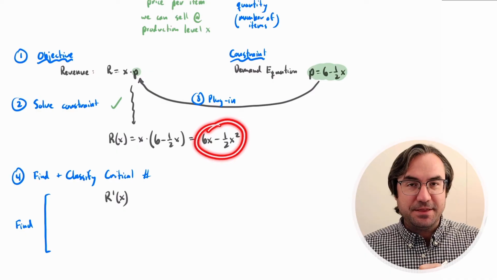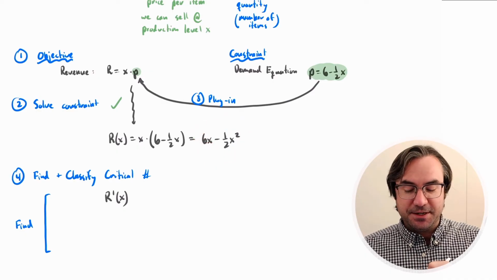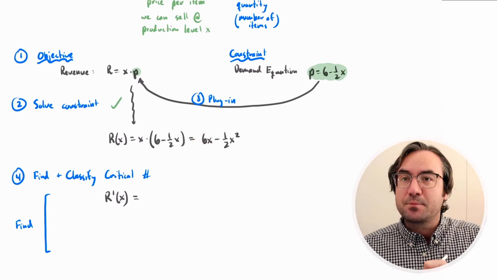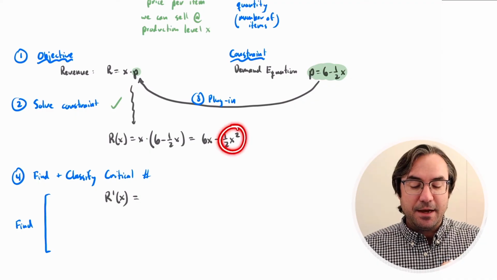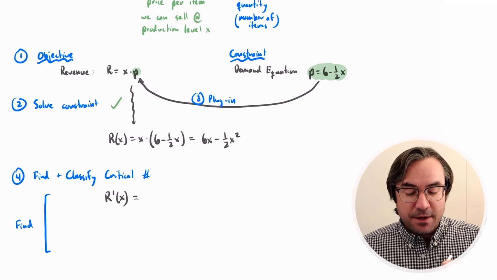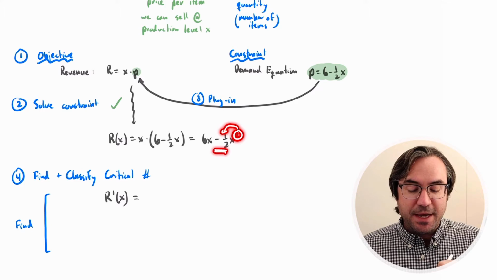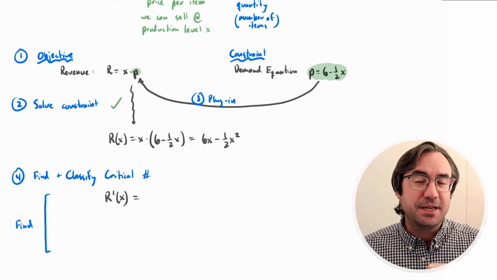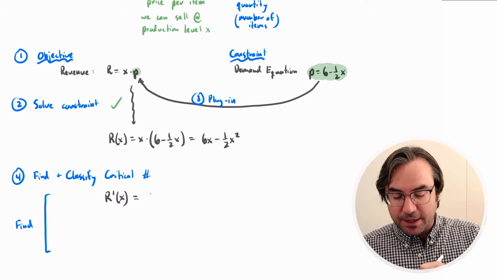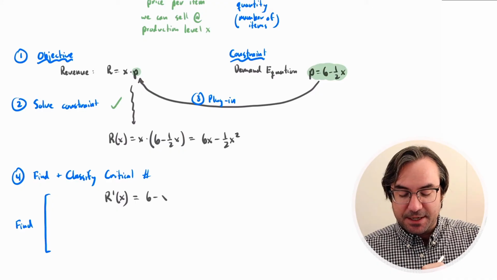And let's differentiate this. So the 6x differentiates to just 6. And then the minus 1/2 x squared, if we bring down the 2 and multiply it with the negative 1/2, that's just going to give us a negative in front. So we're going to end up with 6 minus x.